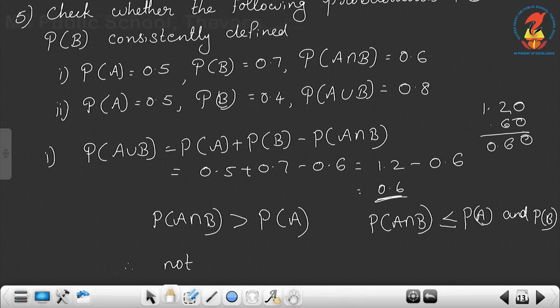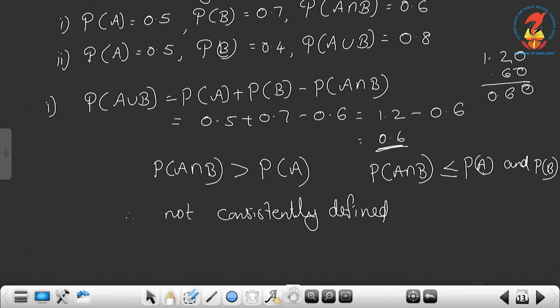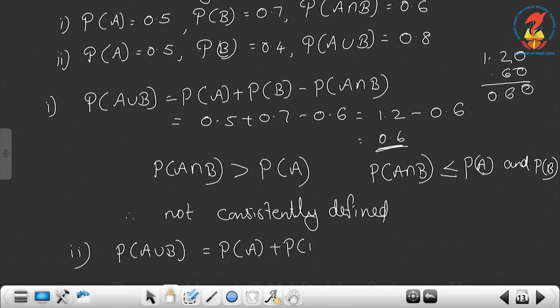Therefore, this given probability is not consistently defined. Why is it not defined like that? Since P of A intersection B is greater than P of A. Now the second case. Is there any problem in the second case? P of A, P of B. Here P of A union B is given. So P of A union B is P of A plus P of B minus P of A intersection B.